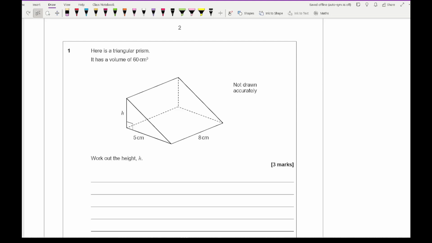So looking at question 1, it says here is a triangular prism. It says the volume is 60 centimetres cubed and it says to work out h. Now this is what we call a reverse problem, where you're given the volume and you need to work out what one of the dimensions is going to be.